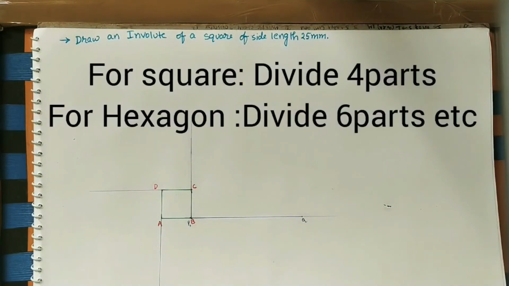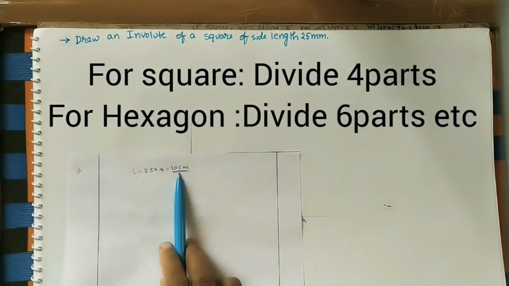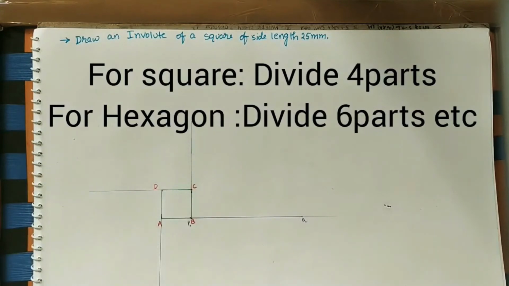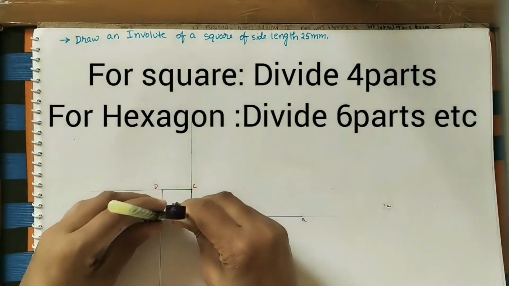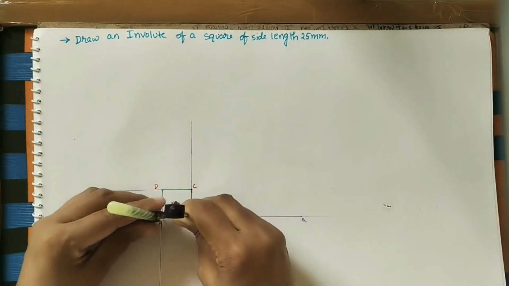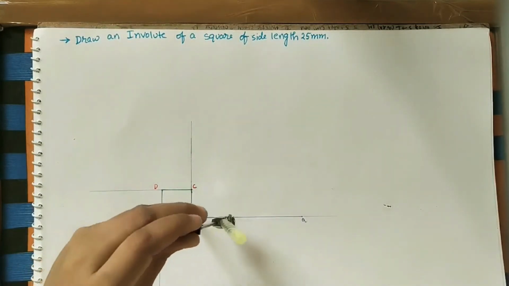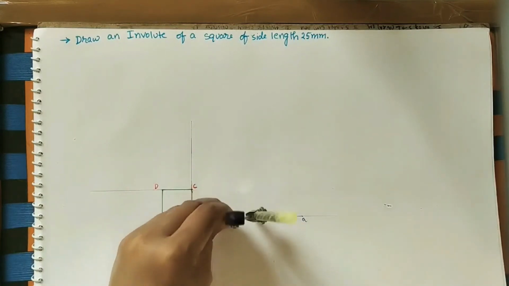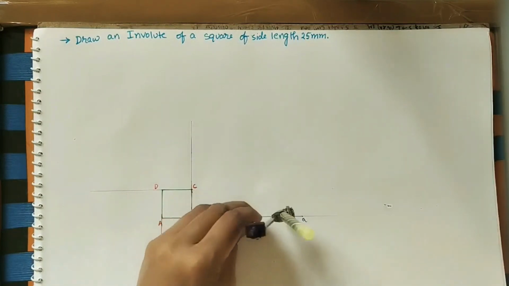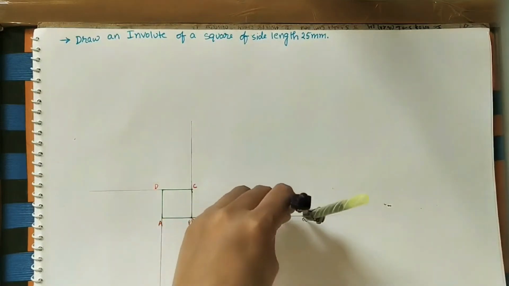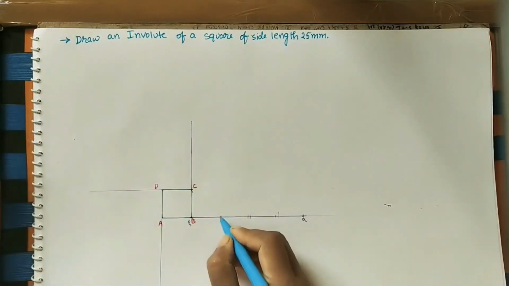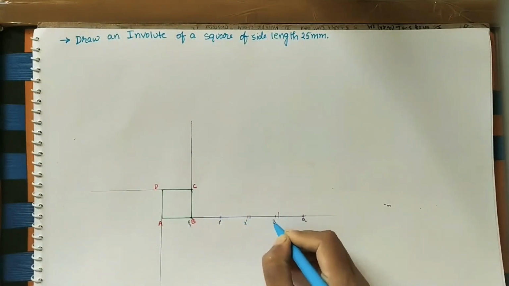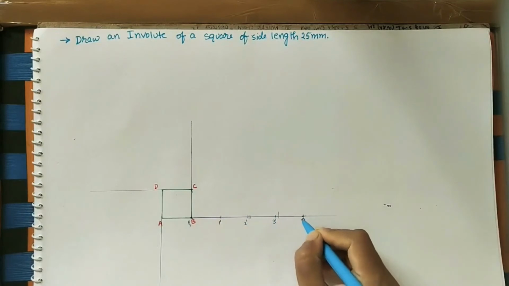Now 100 by 4 is 25, 25. Otherwise, in this way also we can take A to B radius, also 25. B to cut the line, the same 4 points. In this way: 1 dash, 2 dash, 3 dash, that is 4 dash.